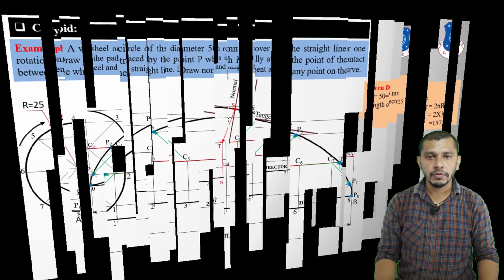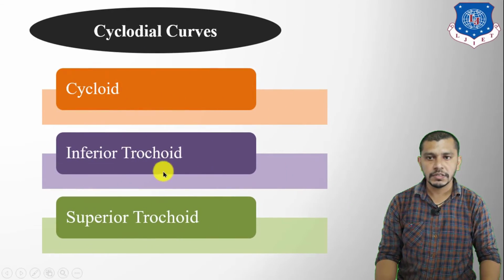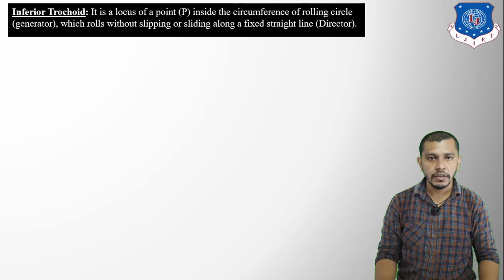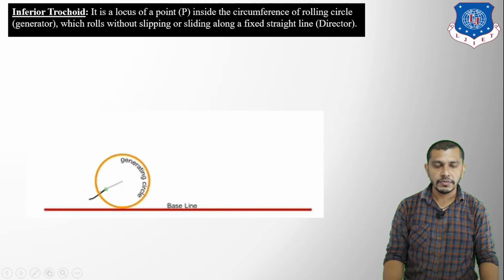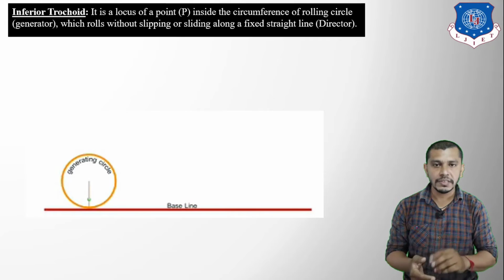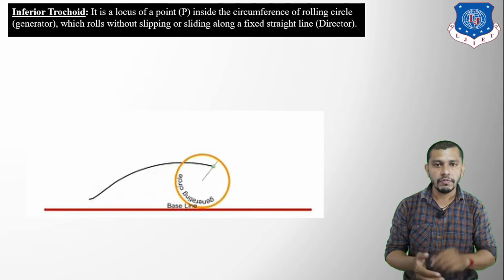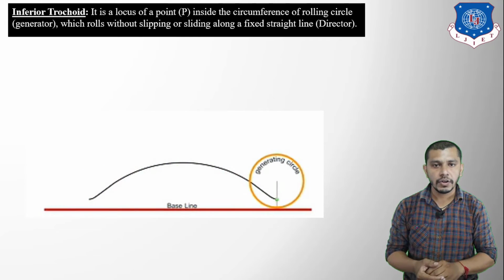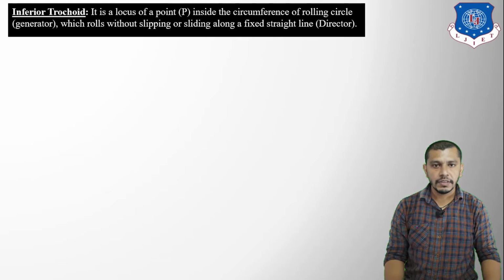Now let's move on to the next problem, which is the inferior trochoid. So what is an inferior trochoid? It is the locus of a point P, which is inside the circumference of the rolling circle, known as the generator, which rolls without slipping or sliding along a fixed straight line, known as the director. So in this video you can see that if the point is inside the circumference of the rolling circle, then the curve traced out will be the inferior trochoid. So let's start with the example.